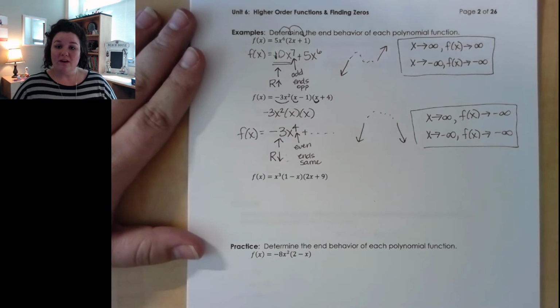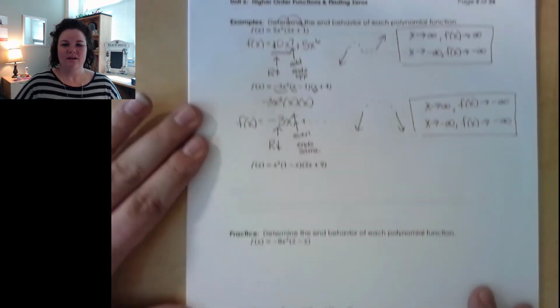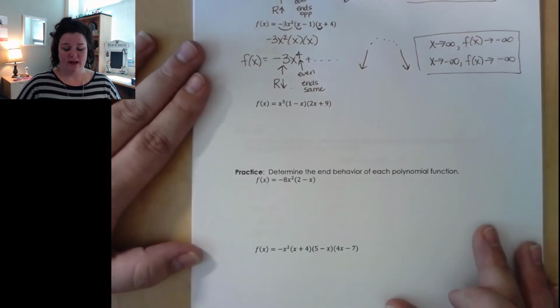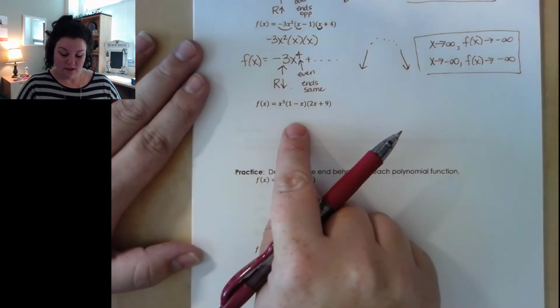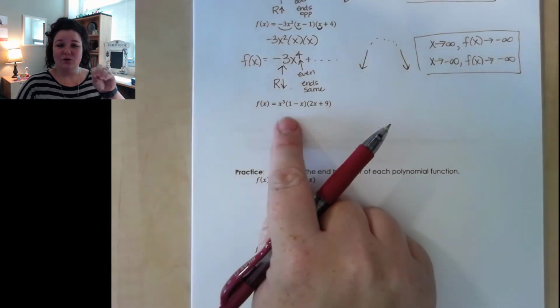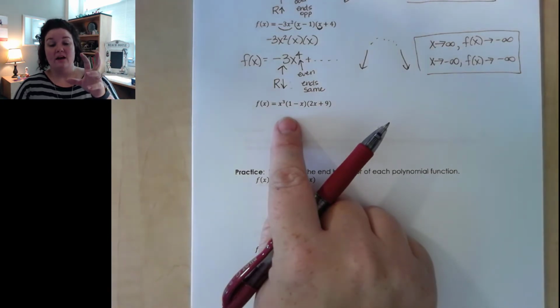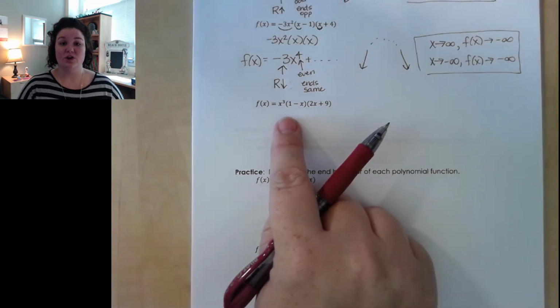Let me look at one more and then I'll have y'all try some. Okay? So let's look at the next one. Again, I really don't want to have to multiply this whole mess out. And so I'm going to identify the highest degree term of each factor so I can just multiply those together to see what that leading highest degree term would be.